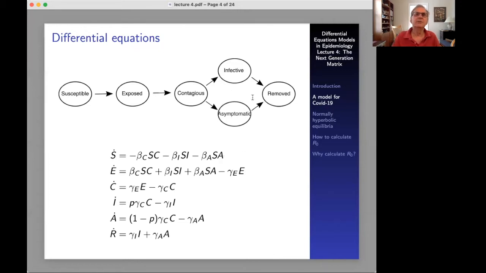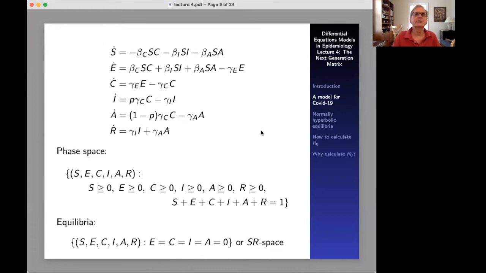And then finally, people leave the infective compartment at a rate gamma I times I. They leave the asymptomatic compartment at a rate gamma A times A, and both of those groups enter the removed compartment. Here's our system of 6 differential equations. If you were to add the right-hand sides of all these differential equations, as with our previous models, everything would cancel. They'd add up to 0, meaning that the sum of S dot plus E dot, etc., is 0. And that means that the sum of the population fractions in the different compartments stays constant. Starts off being 1, stays 1.